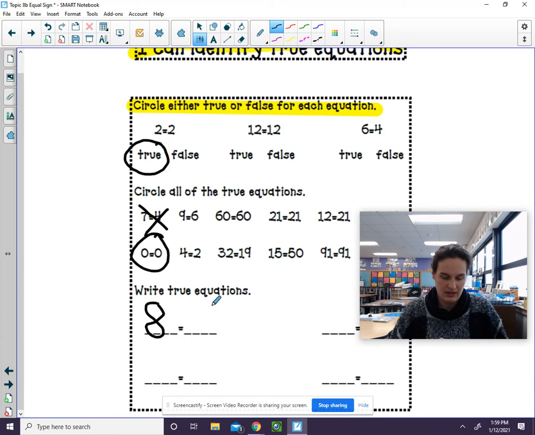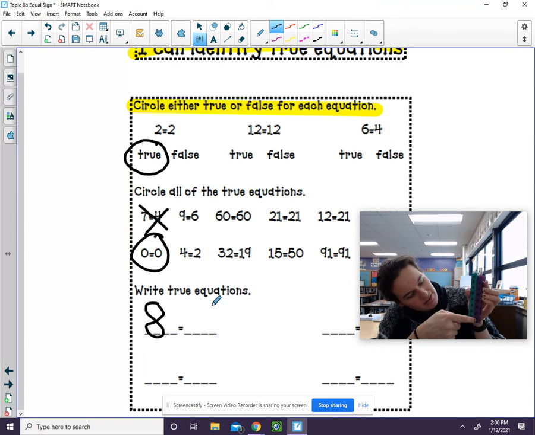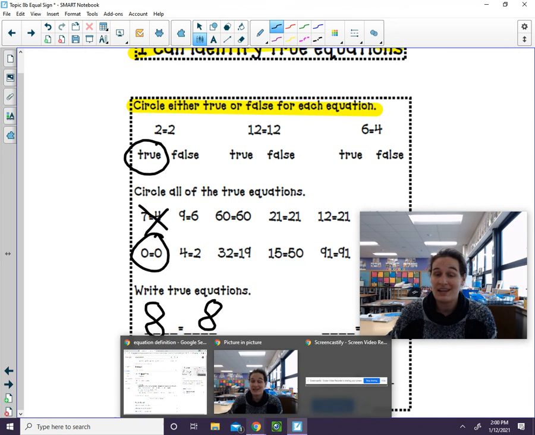I could build it. So here's my 8. Well, I need to have one that's exactly the same size as this. So it has to be 8, right? So I have 1, 2, 3, 4, 5, 6, 7, 8 is the same as 1, 2, 3, 4, 5, 6, 7, 8. So 8 equals 8, and then that would be true. Okay, good luck on your practice sheet today. You'll do great.